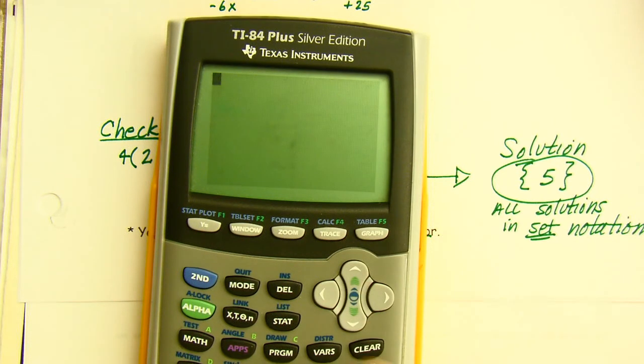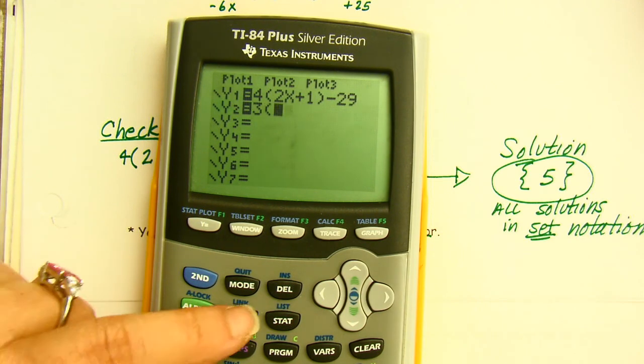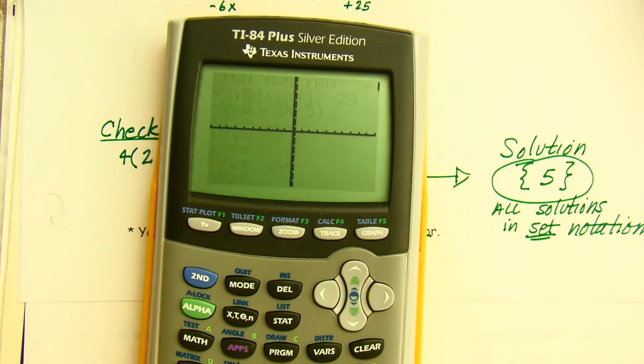Okay, so I'm going to go into my y equals and clear out whatever's in there. And I'm going to type in 4 times the quantity 2x plus 1, close the quantity, subtract 29. That's the left side. The right side is 3 times the quantity 2x subtract 5, close it. Now I'm going to hit graph.